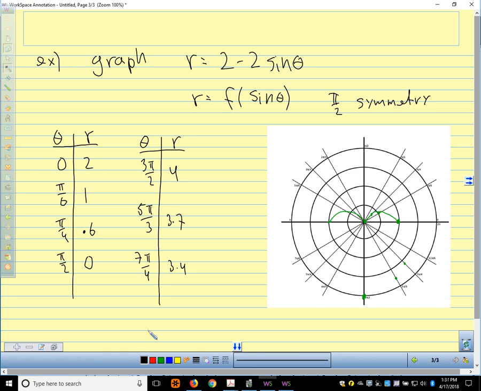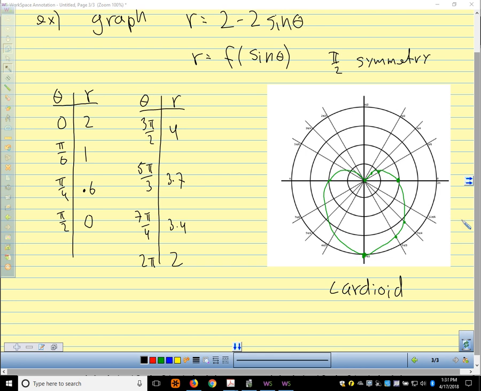And then I'm going to go all the way to 2 pi here. When theta equals 2 pi, r comes back to 2. So the bottom half of this thing looks like this. And the other half is going to look like that. And this is called a cardioid, like cardiac. Has to do with your heart. So yeah, this graph is called a cardioid.